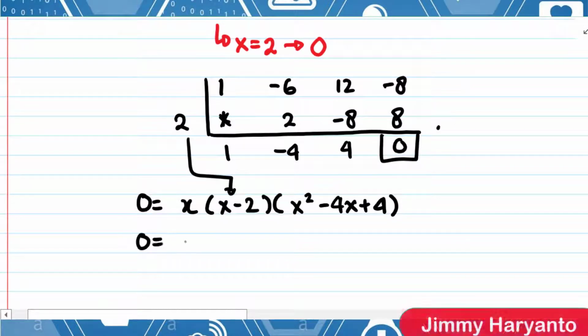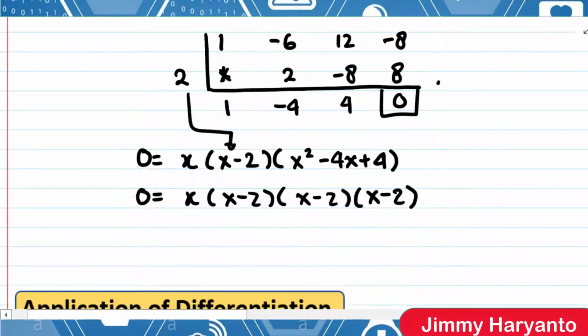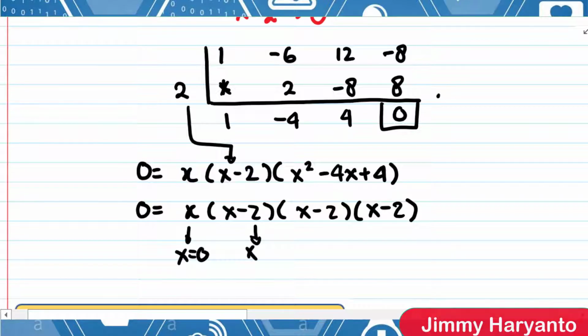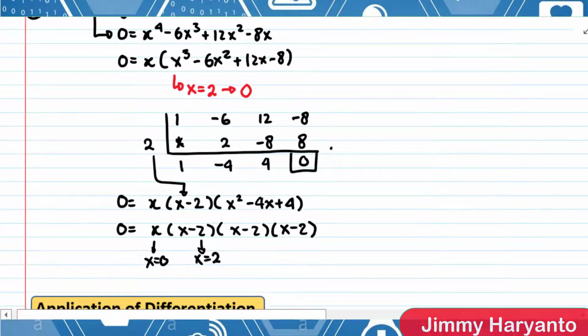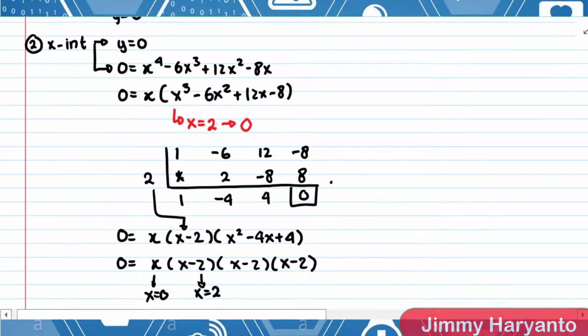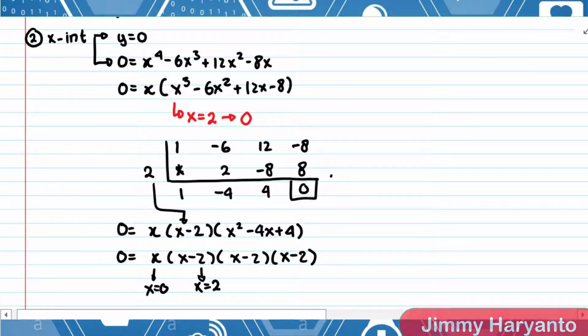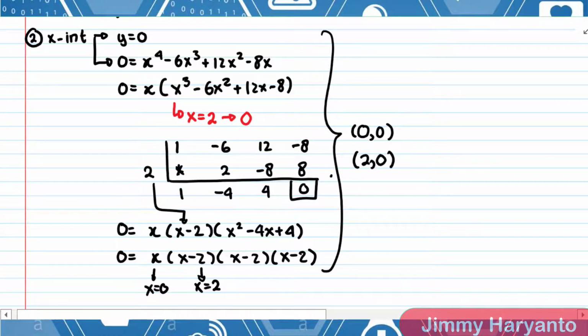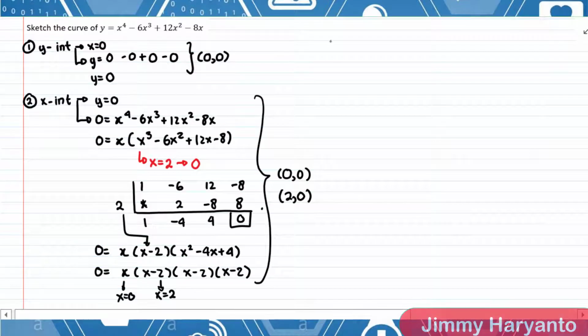Next is to factorize one more time: x minus 2, and then x minus 2, and then x minus 2. All of them are x minus 2, guys. So for the first one you will have x equals 0, and for the second one you will have x equals 2. Okay, guys, so there are only two x-intercepts. Although the function is x to the power of 4, we only have two x-intercepts. The first intercept will be (0, 0), and the second intercept will be (2, 0). Okay, good.